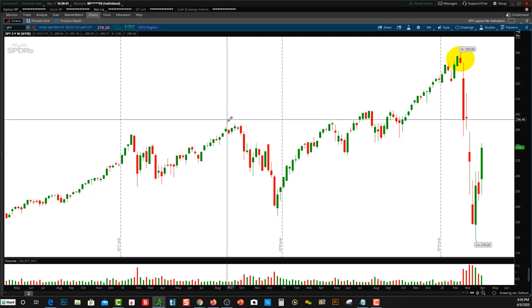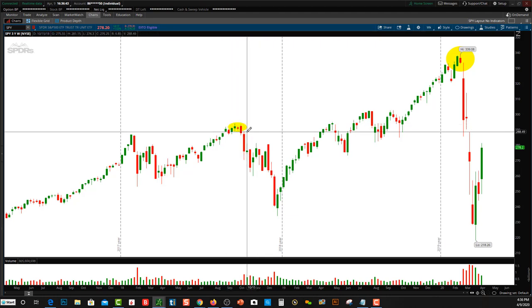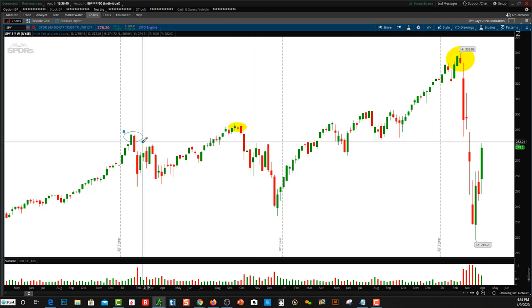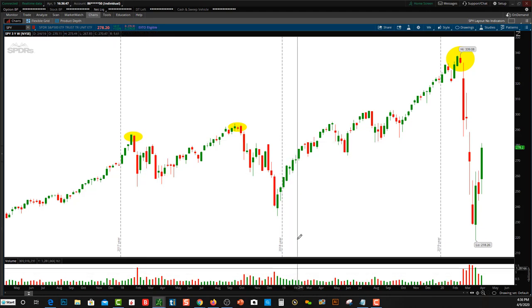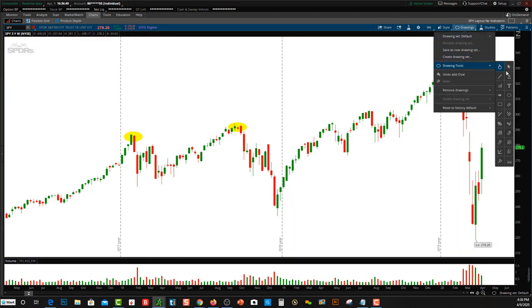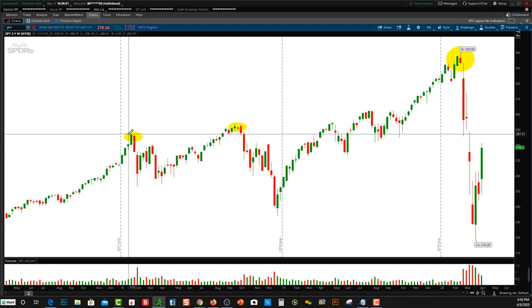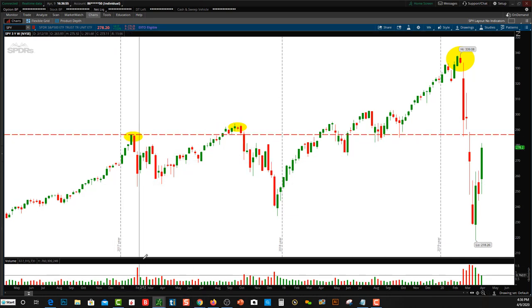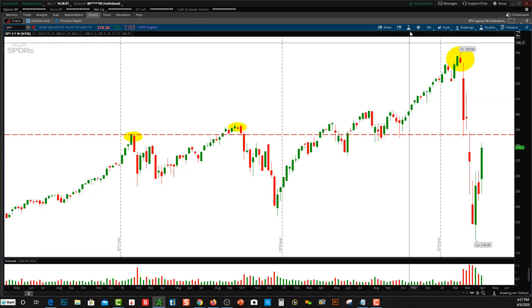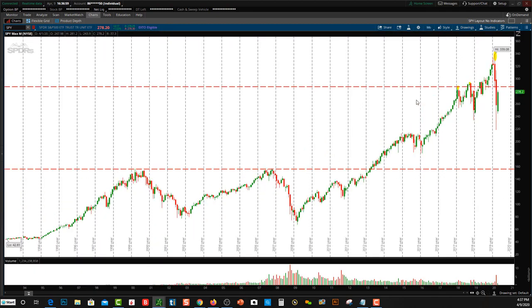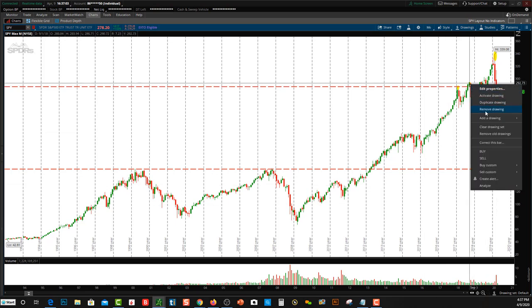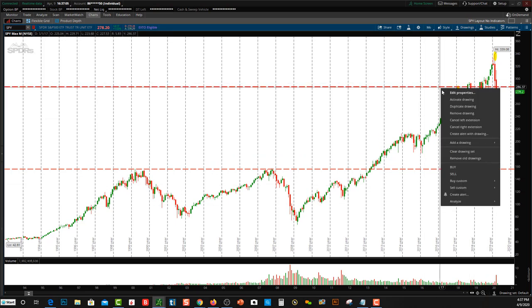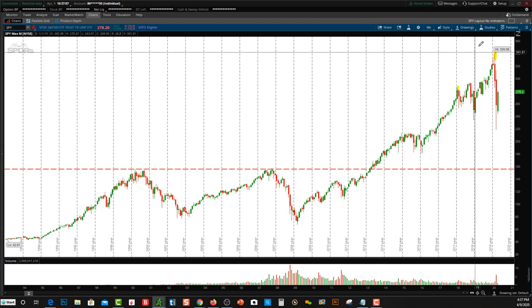Perfect. So now we zoomed out. If you guys zoom out and I put this line back over here. Actually, that's 2000. Oh, here is the weekly chart. Perfect. I want to go to 2000. There we go. That's much better. Okay, cool. That's not what I wanted to do. Let's get rid of this one. Perfect.